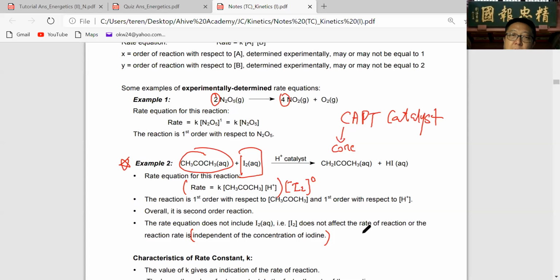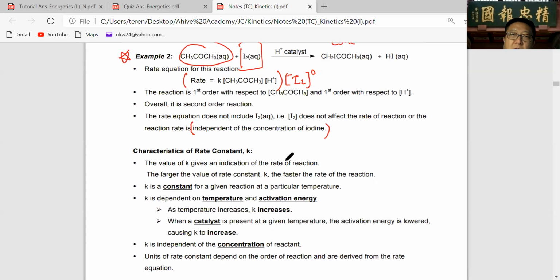Okay, now the characteristics of the rate constant. The rate constant will give an indication of the rate of reaction. The larger it is, the faster the rate of reaction. So this is the first factor you have to take note of. Number 2, it is a constant at a particular temperature. Just now, I think someone also asked a question, right? At a particular temperature, your K is always constant. K is dependent on temperature and activation energy.